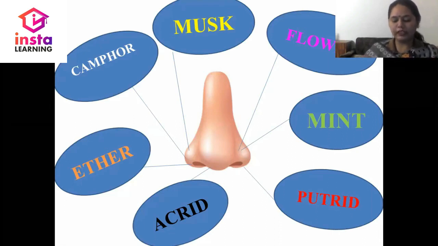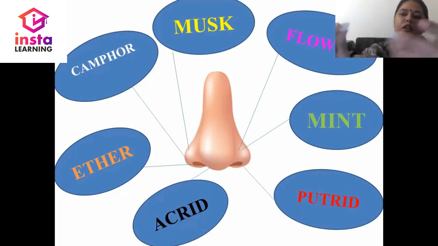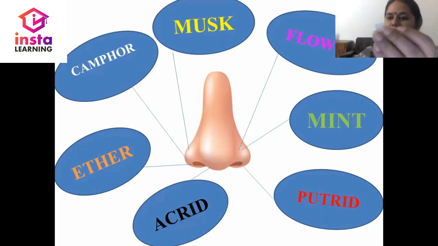So if you can see, I'm holding some camphor in my hand. This camphor is also sometimes used for some religious activity in our house. All right, and camphor is always white in color. So you can see that this is what camphor looks like. Then the next thing is musk.